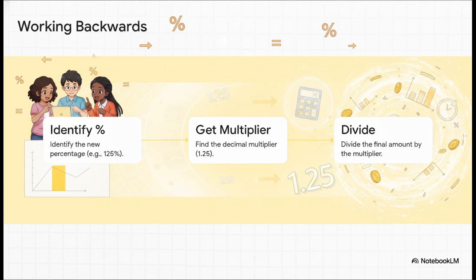First, identify what percentage you're currently looking at. If a price increased by 25% to reach its current value, that current value represents 125%. Second, find the decimal multiplier for that, which is 1.25. Finally, here is the magic step. Instead of multiplying, you just take your final amount and divide it by the multiplier. Division essentially sends you backwards in time to that original amount.